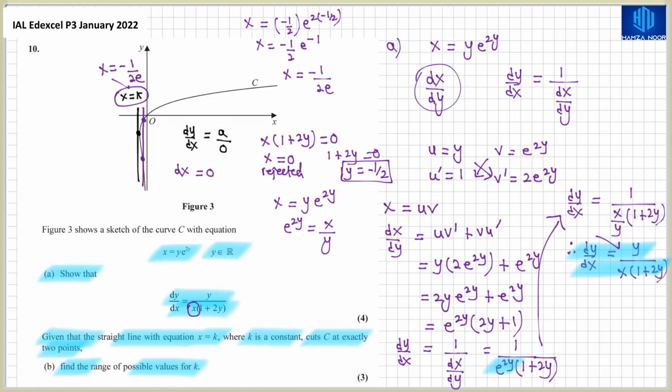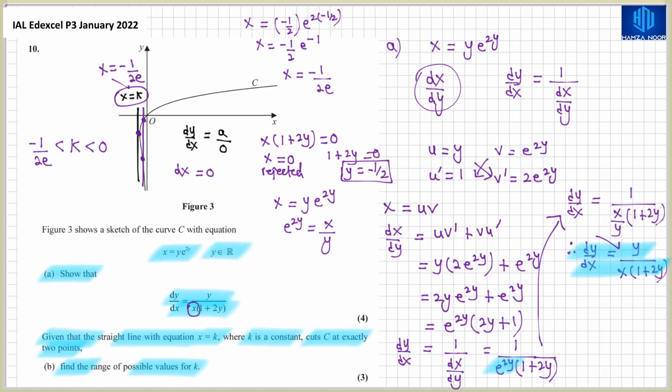So therefore, this essentially means that k is greater than minus 1 divided by 2e, and less than 0. k cannot be equal to 0, and it cannot be equal to minus 1 over 2e. Okay, because when k equals minus 1 over 2e, this vertical black line x equals k will be the tangent to the curve. Okay, and here we would have only one point where the line x equals k meets the curve. So it will be only one particular point. We need exactly 2 points.